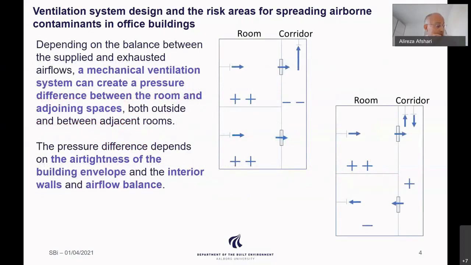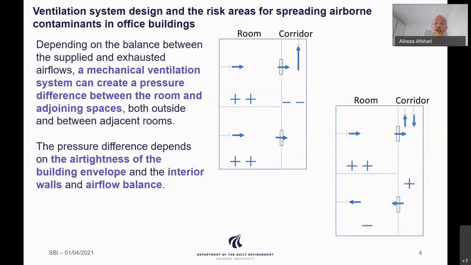These two drawings that you can see here on the right side show that, in principle, depending on the balance between the supplied and exhaust airflow, a mechanical ventilation system can create pressure differences between the room and adjoining spaces, both outside and between these rooms.